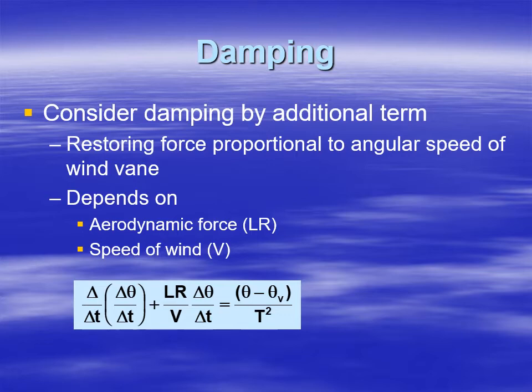So what is done with wind vanes is to try to incorporate a restoring force that's proportional to the angular speed of the wind vane. The angular speed meaning how fast the wind vane is moving back and forth. So this restoring force is determined by the aerodynamic force and also the speed of the wind. So there are things that we can do with the aerodynamics, meaning that we can lengthen the distance from the center of rotation, in other words, the shaft of the wind vane, out to its airfoil, or we can modify the airfoil to create a force that will cause damping.